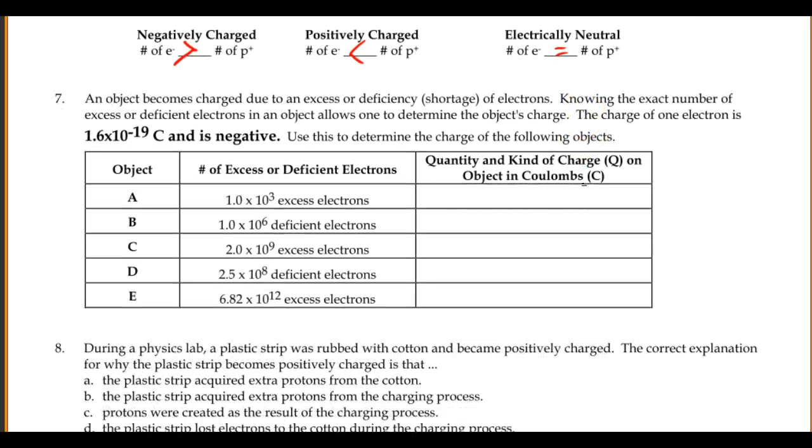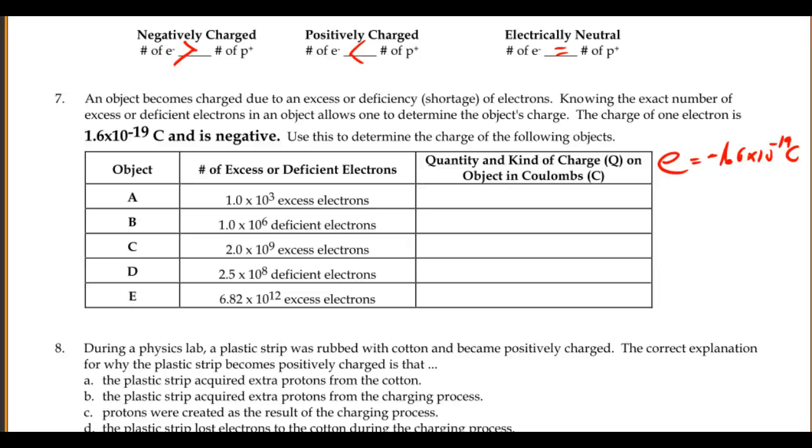Now, there is a fundamental property in that every electron has a charge of negative 1.6 times 10 to the minus 19th coulombs. Coulombs is how we measure charge. That's a capital C for the unit. If we want to know how much charge we happen to have due to a number of excess or deficiencies of electrons, then we're going to simply multiply by that value per electron.